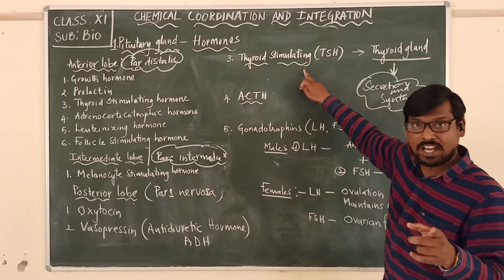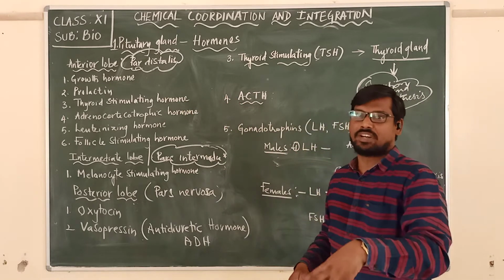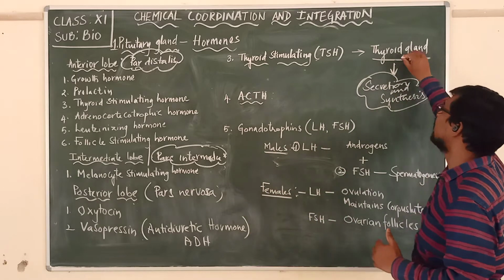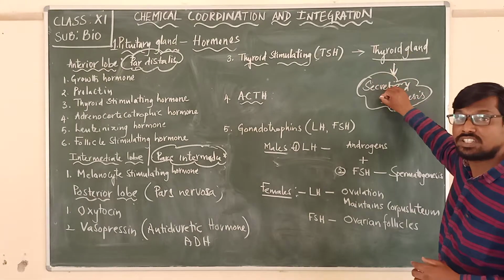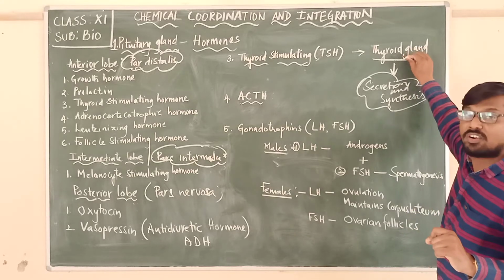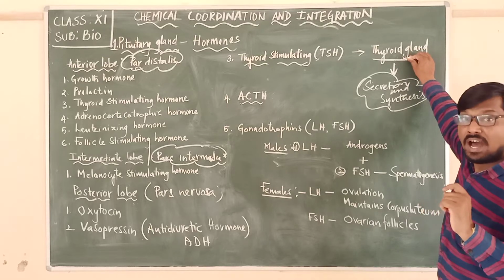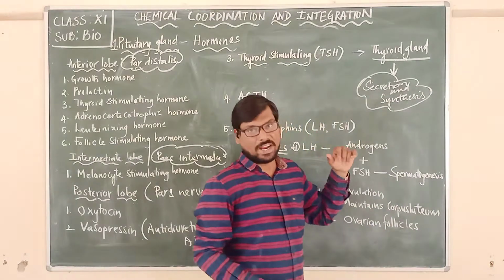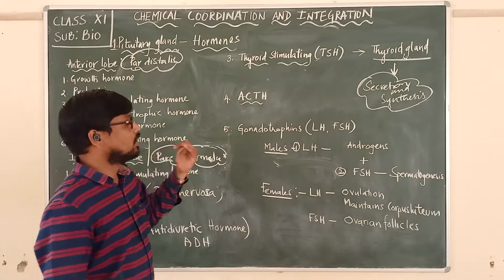So, thyroid stimulating hormone produced from the anterior lobe of the pituitary gland is released into the bloodstream, carried by the blood, and reaches the thyroid gland. It stimulates the thyroid gland for the synthesis and secretion of its respective hormones. The hormones of the thyroid gland are produced only when the thyroid stimulating hormone stimulates the gland. And this is produced from the anterior lobe of the pituitary gland.